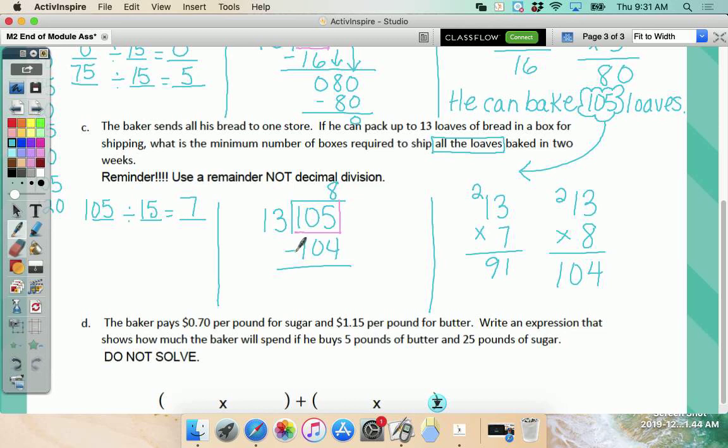And I want you to write remainder 1. Because it says use a remainder. Okay? Now we've got to write a sentence. What is the minimum number of boxes needed to ship all the loaves? 9. Who said it? I'm going to ship 1 box with just 1 loaf in it, aren't I? It says all the loaves. So 1 box, we're going to have to put a bunch of that packing stuff in there, aren't we? Yes, or maybe get a smaller box. But he will need how many boxes? 9.